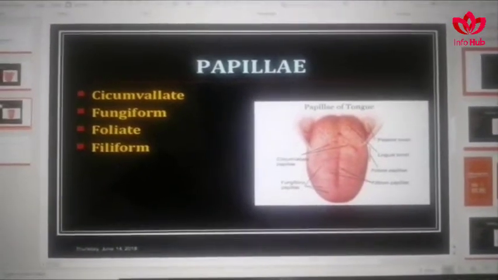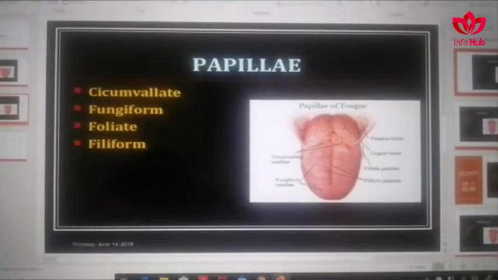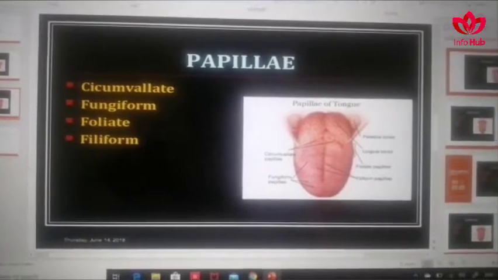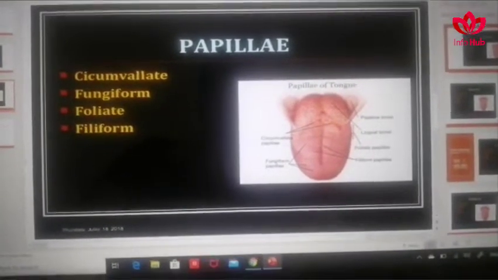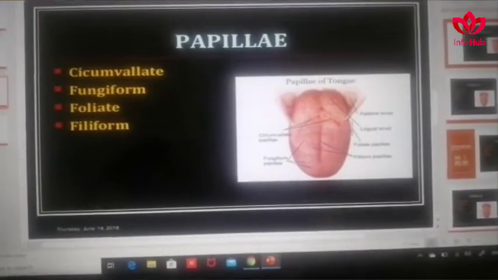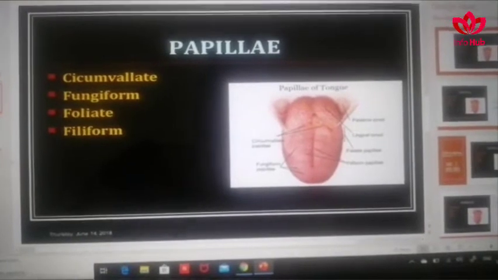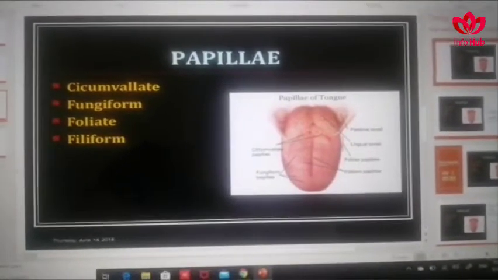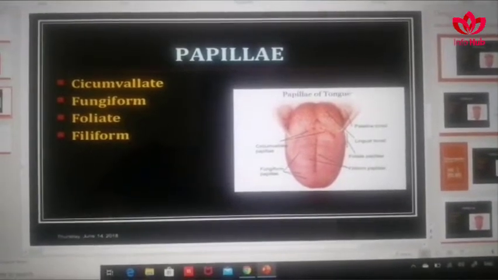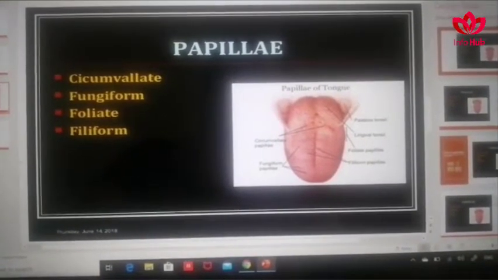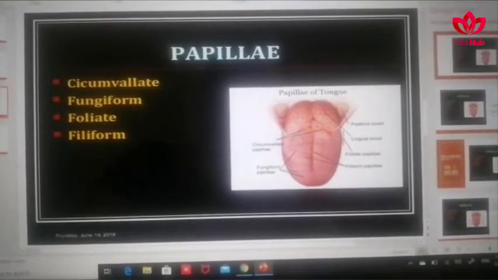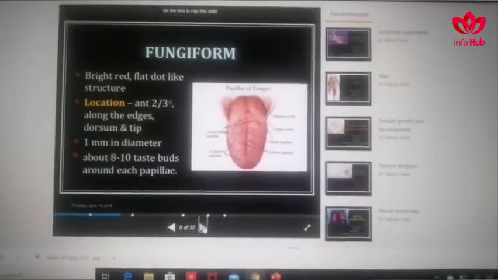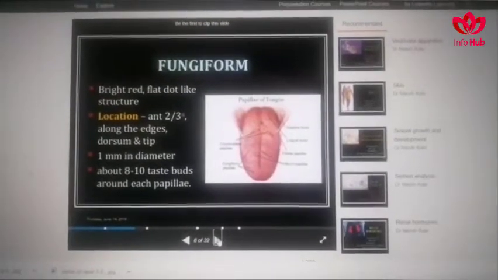So you have various types of papilla like circumvallate papilla, fungiform papilla, foliate papilla, and filiform papilla. The filiform papilla are the only ones which do not contain any kind of taste buds. So you should note it down, because even in MCQs you could be asked about it, that the filiform papilla does not have any kind of taste buds. The most abundant of all the papilla is fungiform papilla.